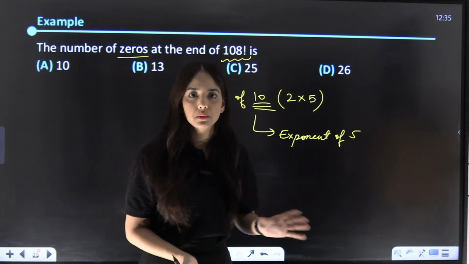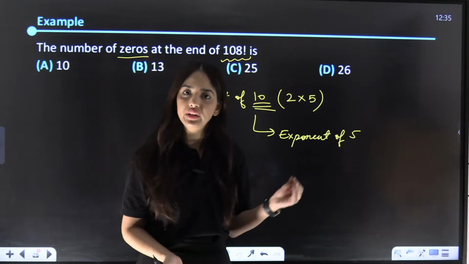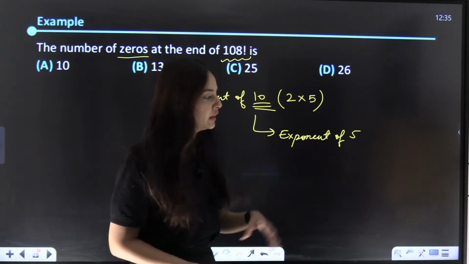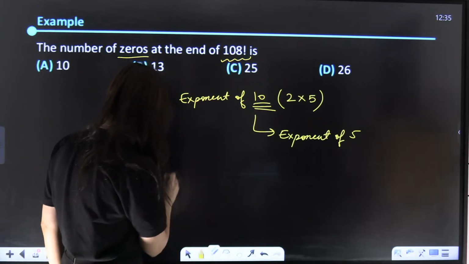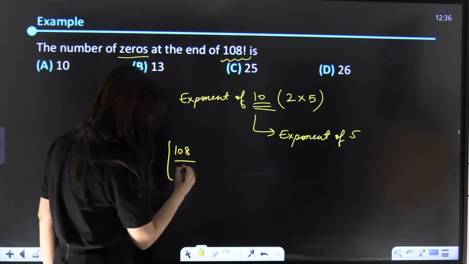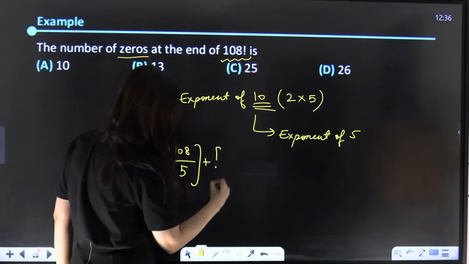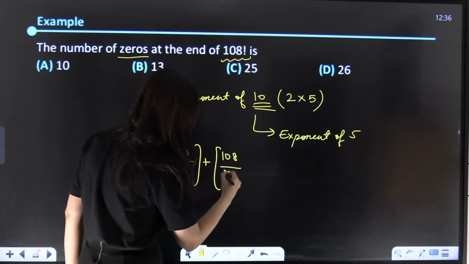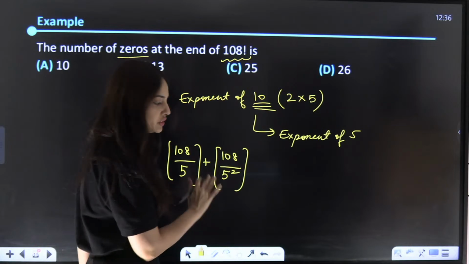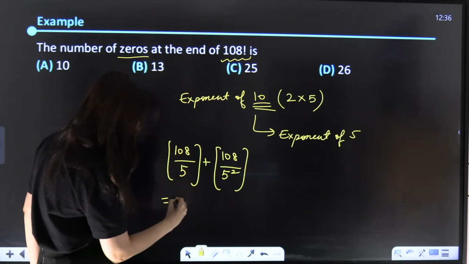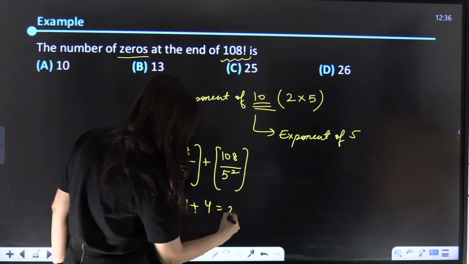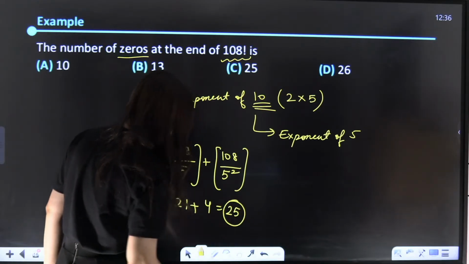More than that, it's impossible to make, right? We can only make that many pairs of 2 and 5. So that is our problem. Now we know the answer. 108 by 5 plus 108 by 5 square, and then 5 cube is 125, that is larger than 108, so we stop here. So this is 21, this is 4, so the answer is 25.